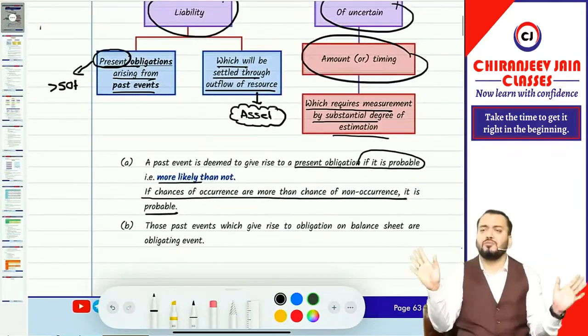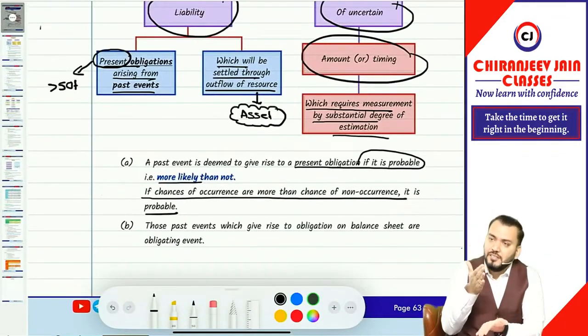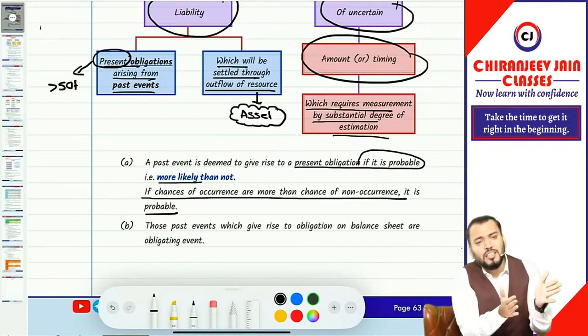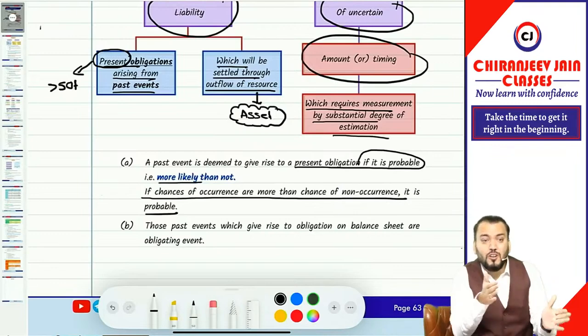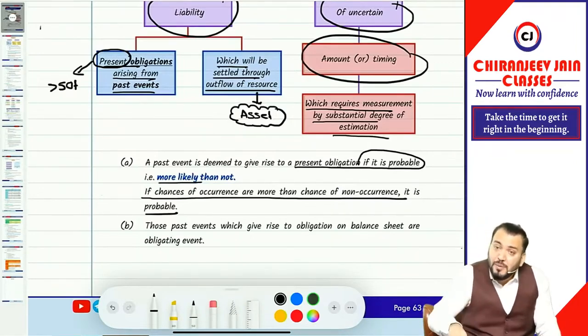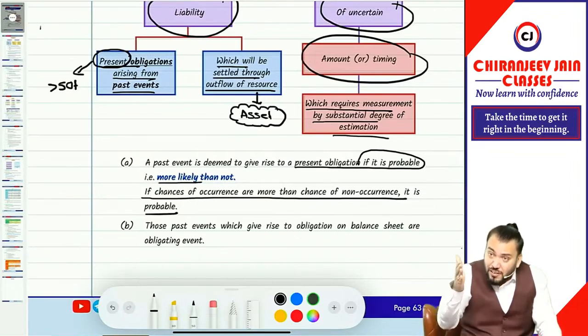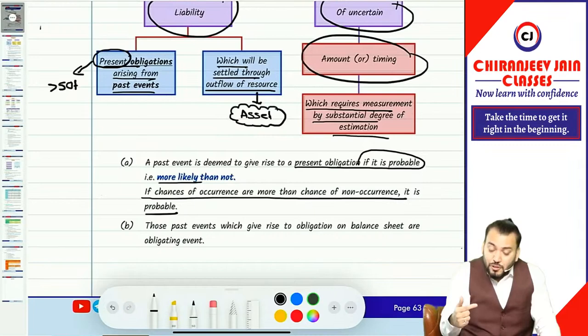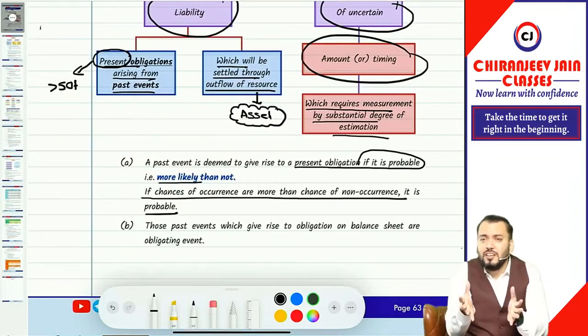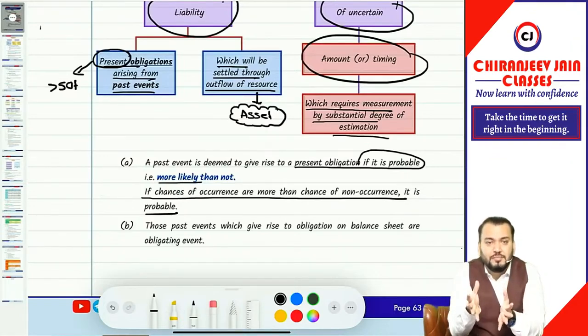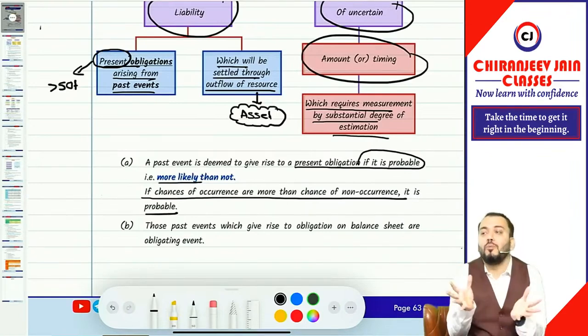Now, one thing we have understood from the discussion: a present obligation should exist on the balance sheet date, which arises from a past event. But all obligations will not exist on the balance sheet date. So in this chapter we are discussing only those obligations which exist on the balance sheet date. Any event giving rise to that obligation on the balance sheet date is known as an obligating event.